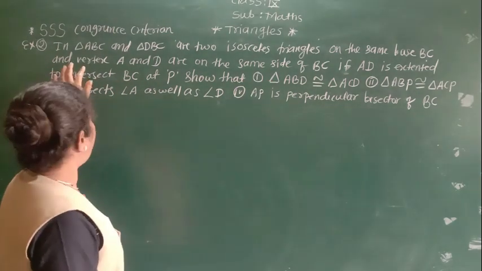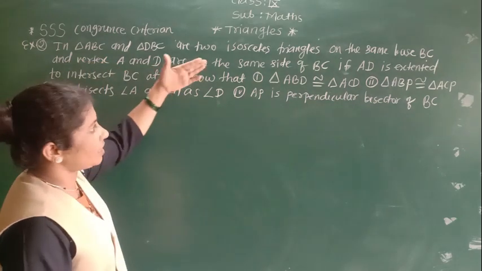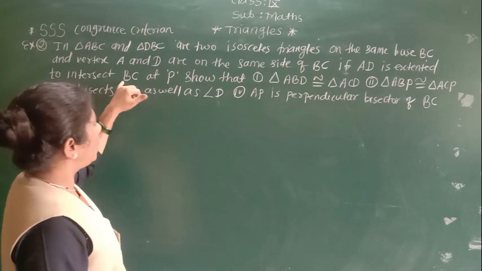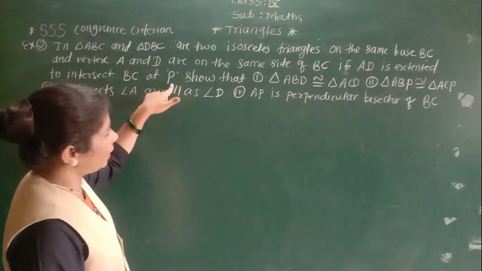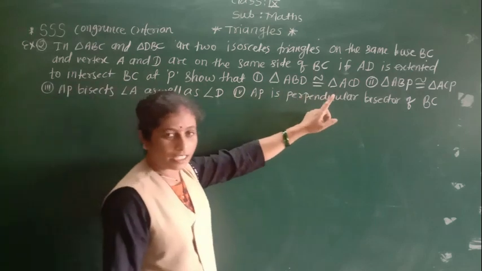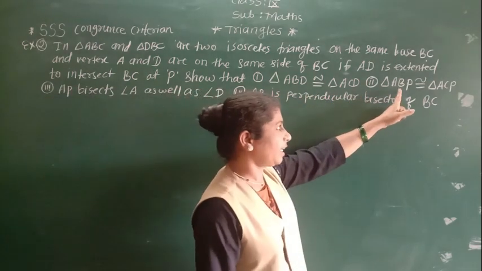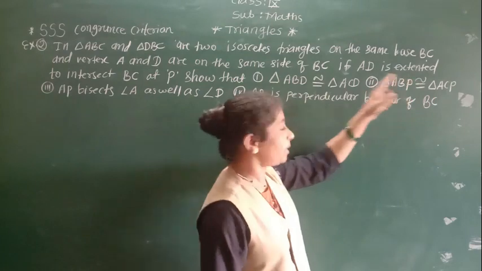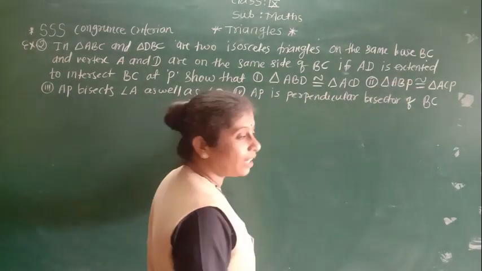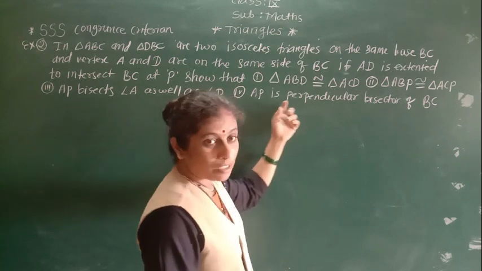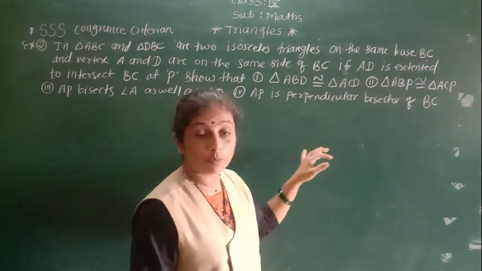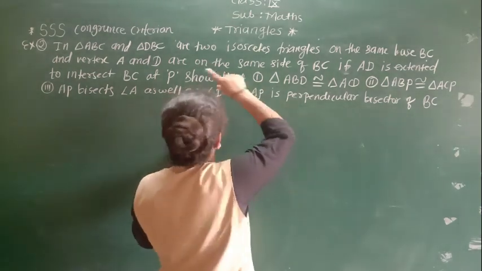Triangle ABC and triangle DBC are two isosceles triangles on the same base BC, and vertices A and D are on the same side of BC. If AD is extended to intersect BC at point P, show that, first, triangle ABD is congruent to triangle ACD. Second, triangle ABP is congruent to triangle ACP. Third, AP bisects angle A as well as angle D. And fourth, AP is the perpendicular bisector of BC. So four things we have to prove from the given example.